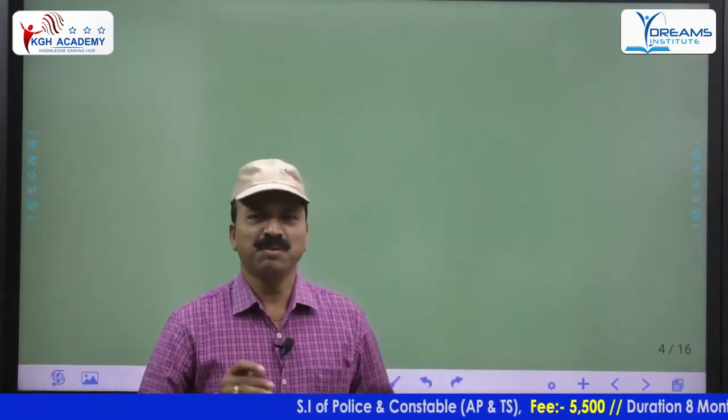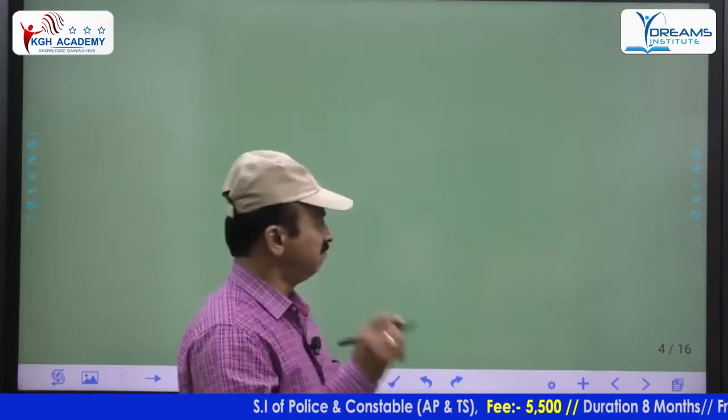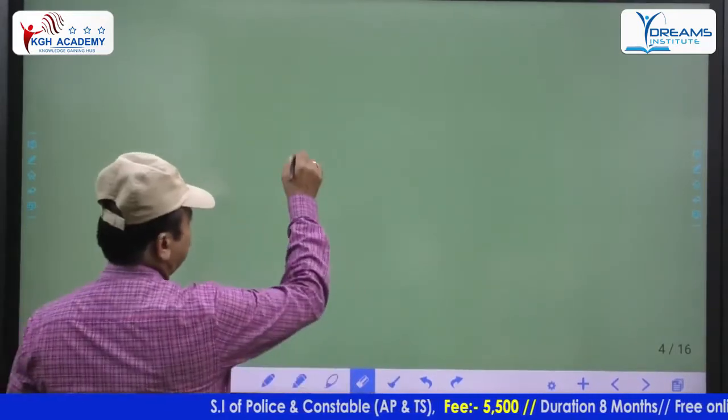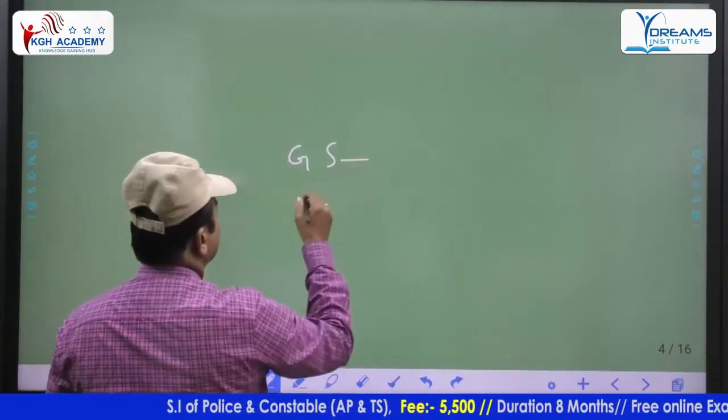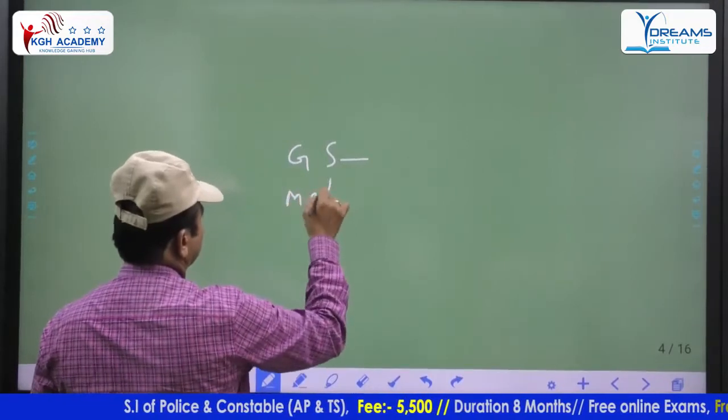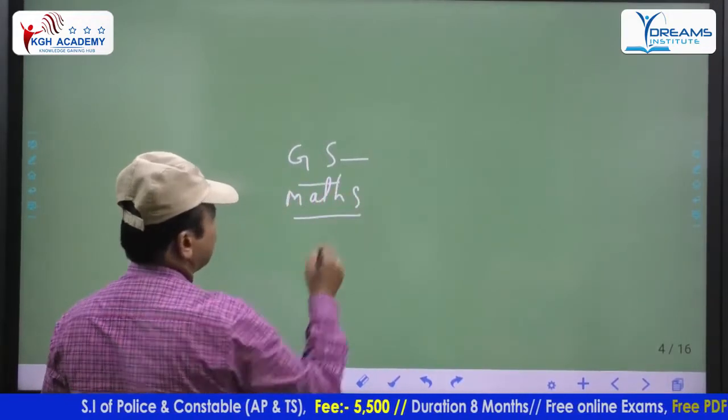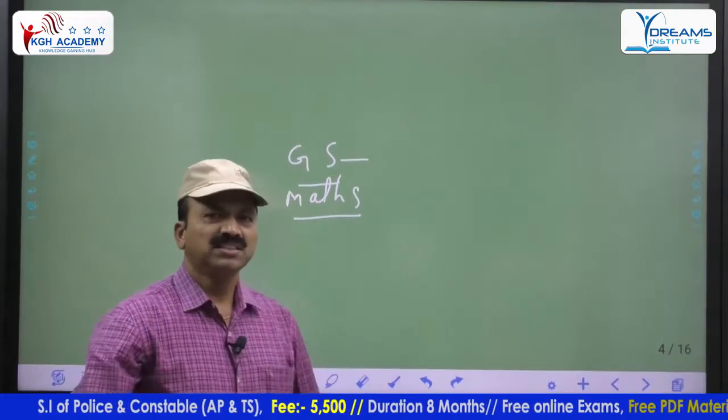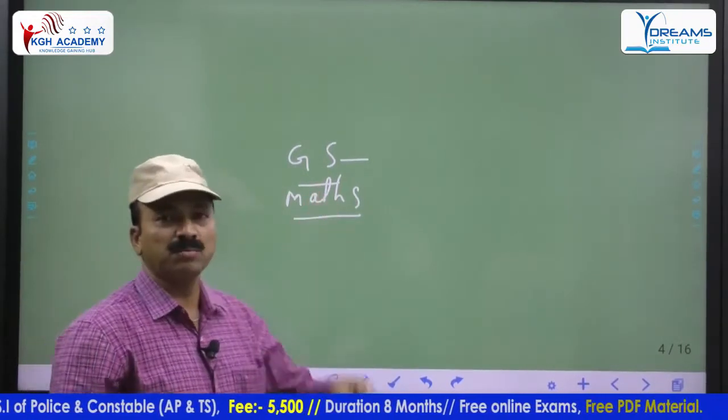Here one is the general studies paper, the GS paper, and one is the mathematics paper. So two papers are there in this. Especially in GS you have to cover maximum.